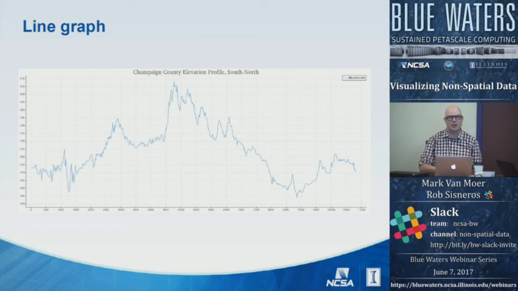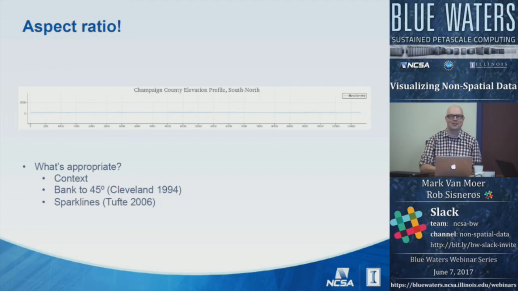Anybody who's been to Champaign knows that this is a bald-faced lie of what Champaign County actually looks like. It looks more like this, right? Flat as a pancake. So that's one of the issues with plotting things like line graphs and scatter plots: what is the correct aspect ratio for stretching out our data and displaying it?